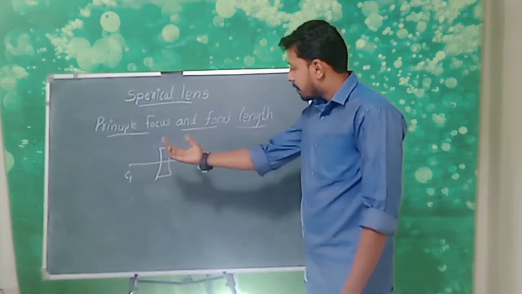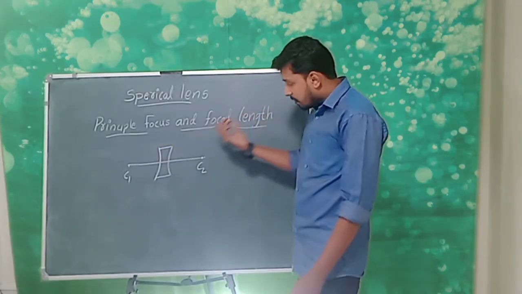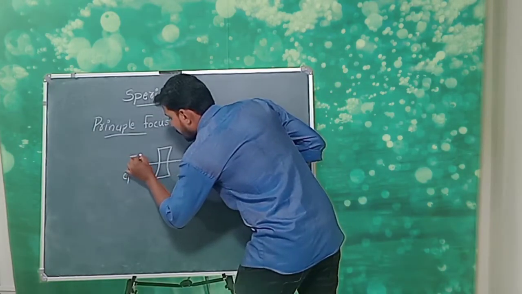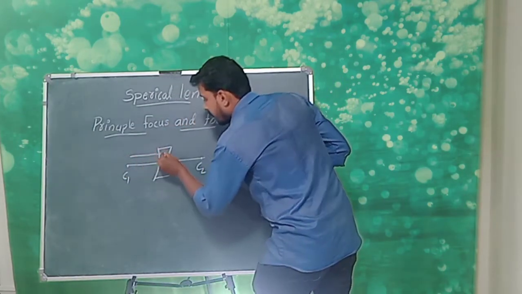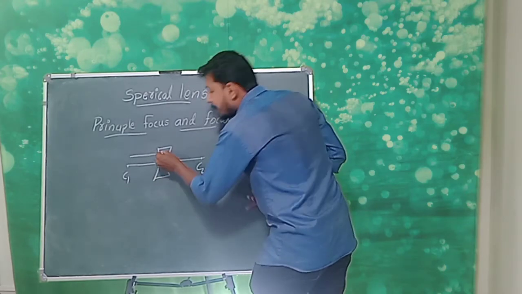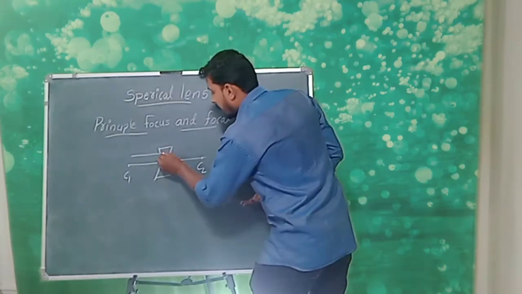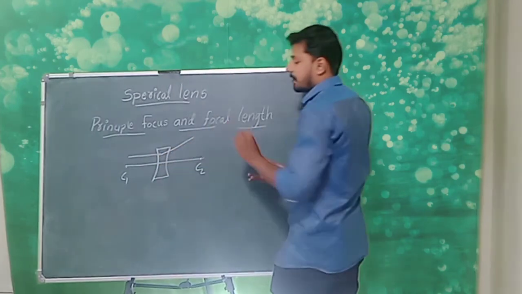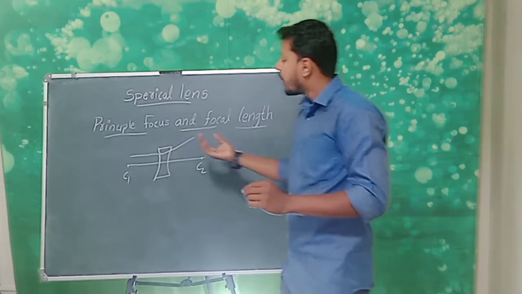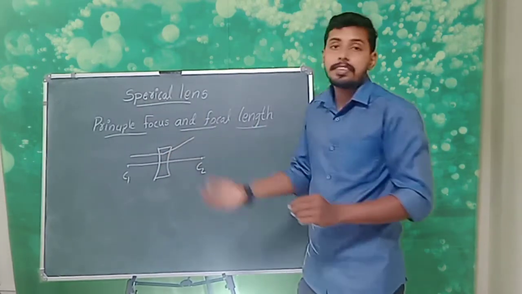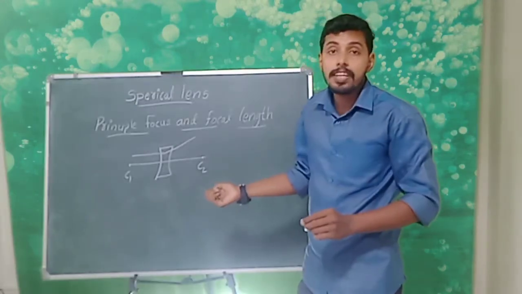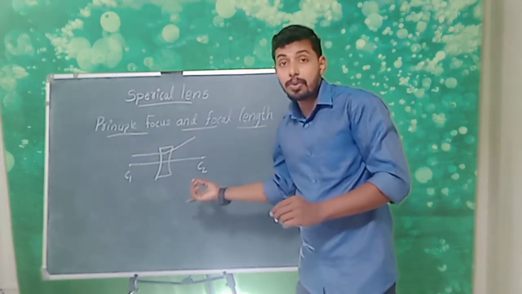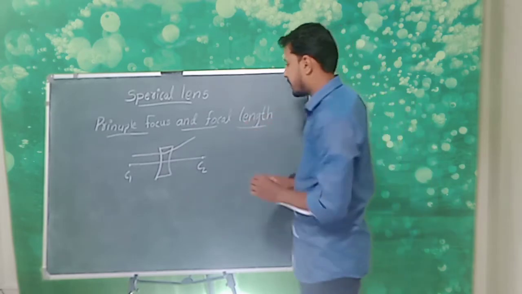If a light ray passes through this concave lens parallel to the principal axis, then it will diverge. So the light will diverge in concave lens, so it is called diverging lens. So concave lens is also called diverging lens.